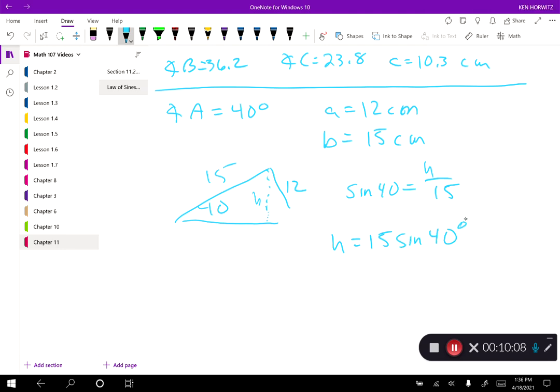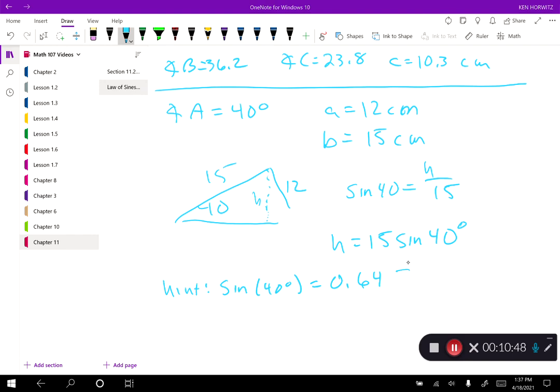And again, if you're not allowed to use a calculator, here's where you have to stop. But if you are, or potentially in the directions, you could be given the decimal of what sine 40 is. So for example, in the directions, I could say a hint: sine of 40 degrees equals 0.642.